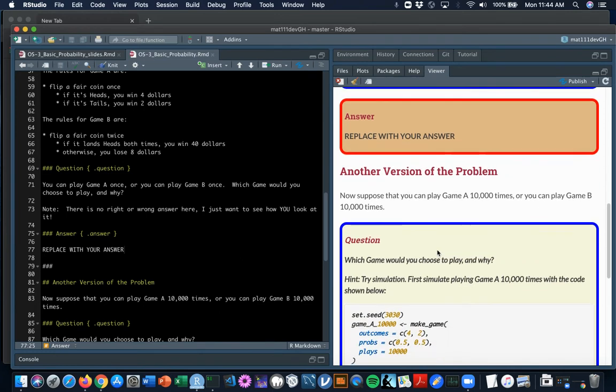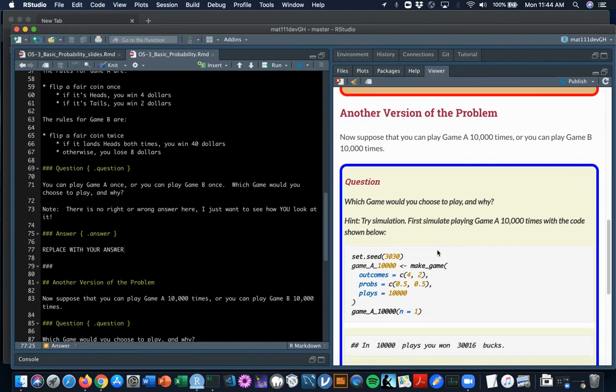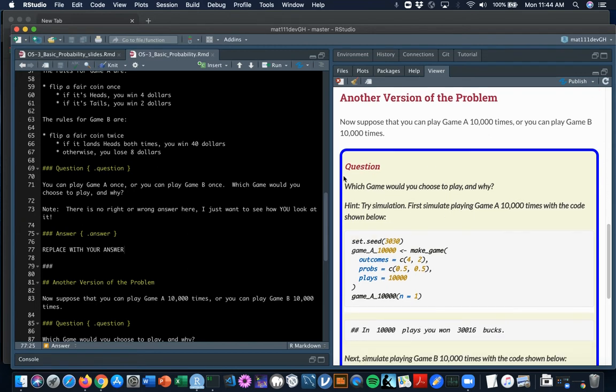Now, next up is another version of the problem. In this version, you're supposed to assume that you can either play game A 10,000 times or you can play game B 10,000 times. So you have to pick your game. But whichever one you pick, you then play it 10,000 times. And the question is, which game would you choose to play and why?